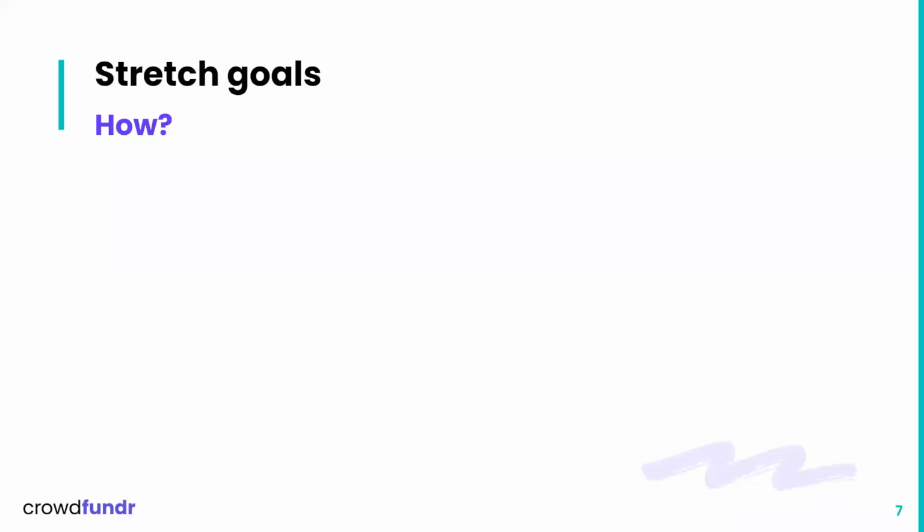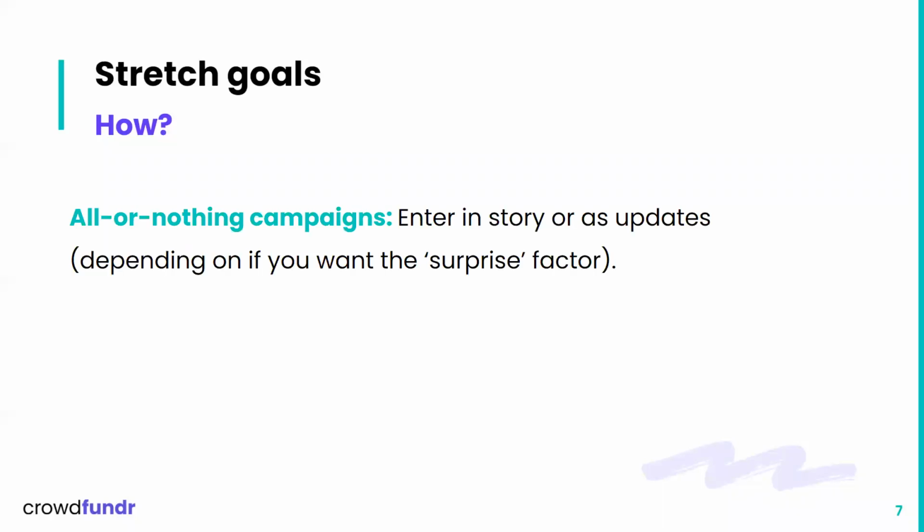So how do you do a stretch goal? Well, it depends on whether or not you have an all or nothing campaign or a keep it all campaign. So an all or nothing campaign is where you must raise all of your funds. You must raise everything and hit your goal before you're able to actually charge your supporters. So every contribution towards your campaign is effectively a pledge until you hit your goal and choose to charge your supporters. So if you do have an all or nothing campaign, you have two options.